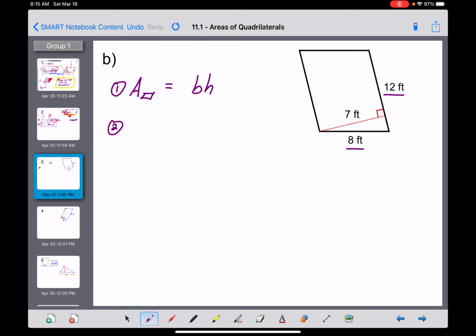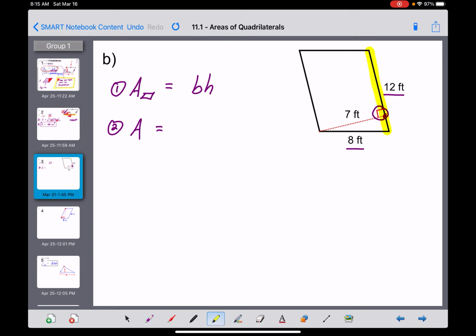Step 2, fill in what you know. We don't know the area, that's what we're trying to find, and we've got to determine what the base and the height are. So what you really need to do in all of these problems, you guys, is look for the right angle. You've got to have a perpendicular line here. Really, that's an altitude. If you don't have a right angle, then you don't actually know the height of your figure. So there's our right angle, and ask yourself what 2 sides are perpendicular to each other.